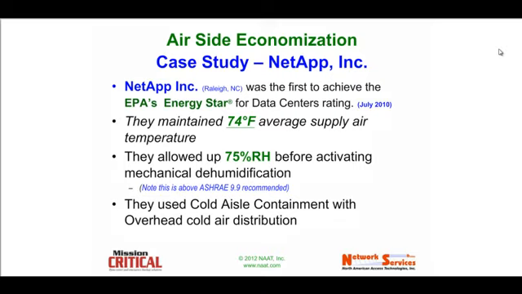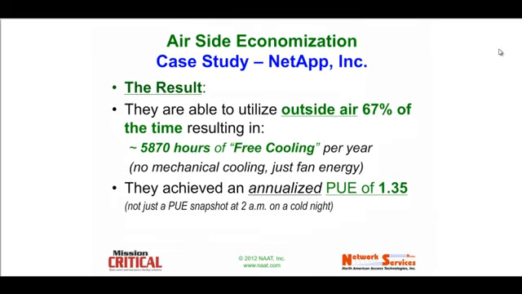In their case, they used cold aisle containment to maximize their airflow. Their result was that in North Carolina, which is a relatively humid environment, they ran 60% of the time, 5,800 hours of free cooling in a year, just using fan energy without ever touching a compressor. And they had an annualized PUE of 1.35, meaning they completely annualized that. It wasn't a spot worst-case condition. They proved out that a large company can, in fact, operate on airside free cooling in a part of the country that has wide temperature ranges and wide humidity ranges, and have done so successfully for the last 2 years.